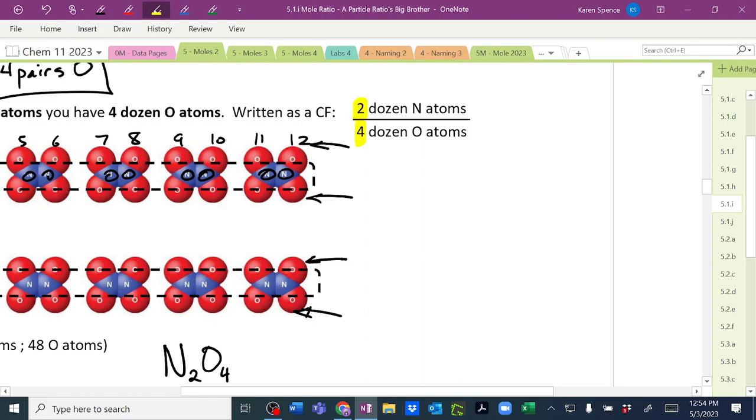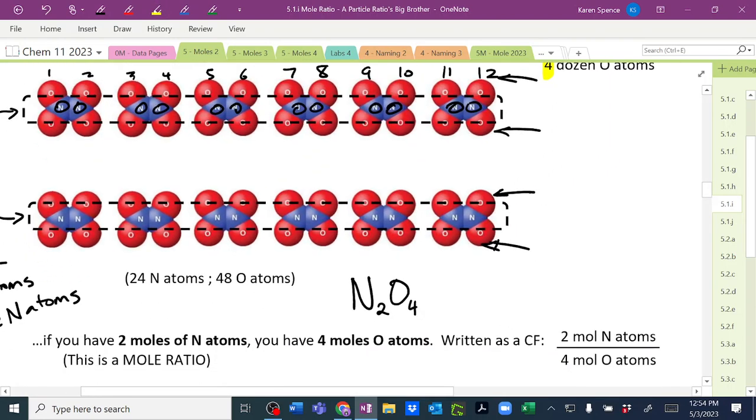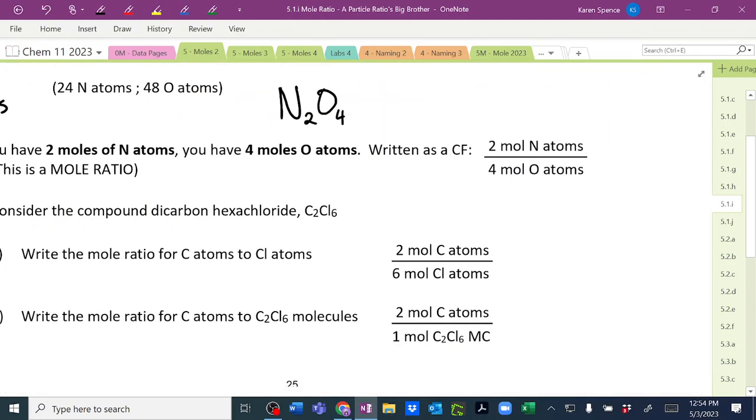So what's the ratio if we have moles? The ratio is 2 to 4, right? 2 moles of N atoms for every 4 moles of O atoms.